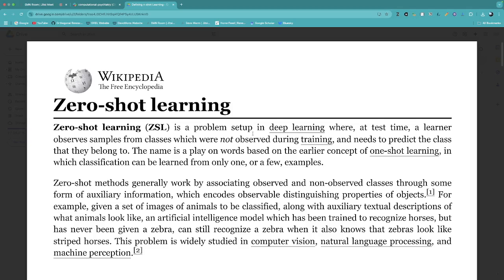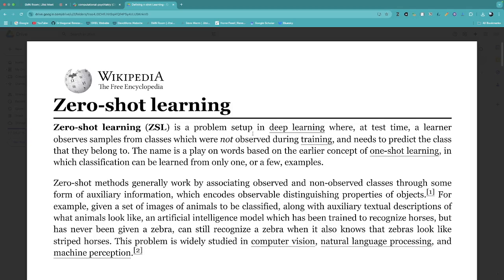So this is where you either have some sort of generalization or you have unsupervised learning where the model has not seen this before, and you have to correctly classify. So the learner observes samples from classes which were not observed during training and needs to predict the class that they belong to. The name is a play on words based on an earlier concept of one-shot learning, which we'll talk about in a minute, in which classification can be learned from only one or a few examples.